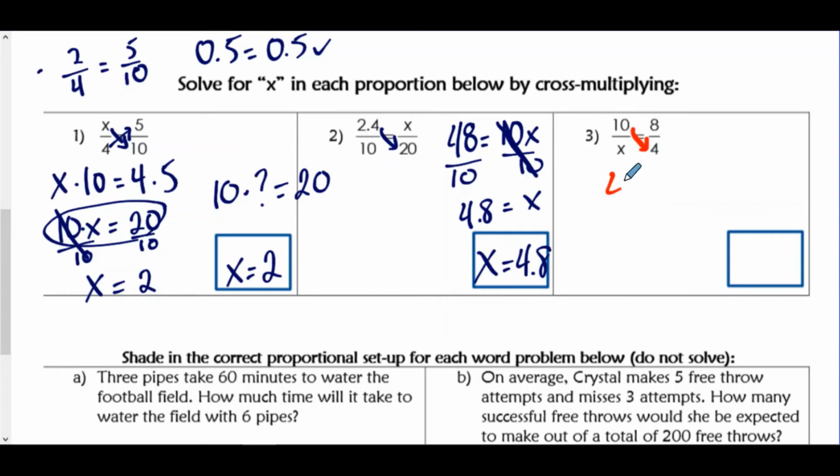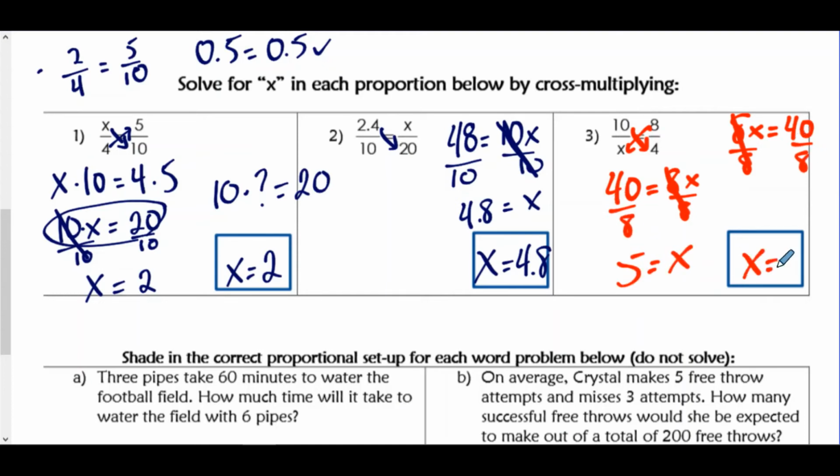10 times 4 is 40. 8 times x is 8x. And if you put them on the other side, if I said 8 times x first, and then 10 times 4 is 40 on the other side, those are identical equations. Either way, my last step will be to divide away that 8, which gives me that x equals 5.